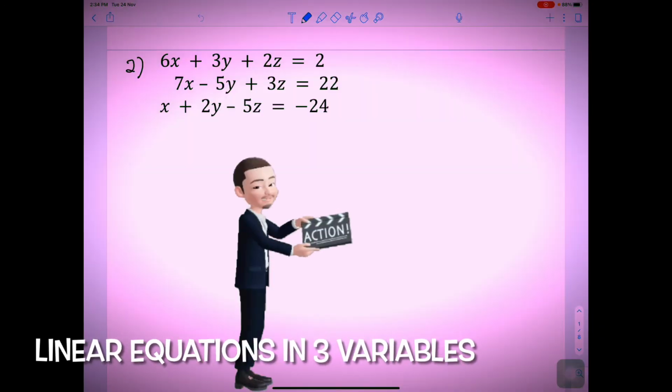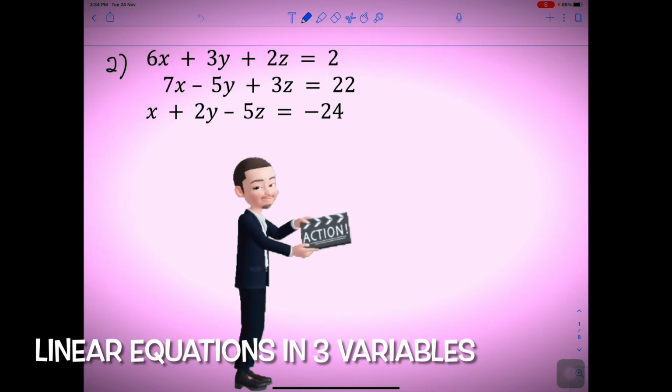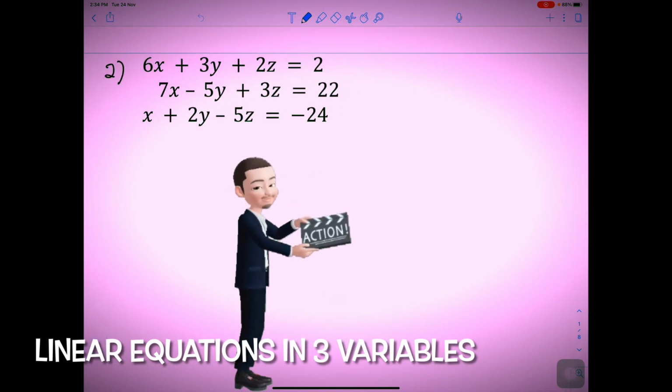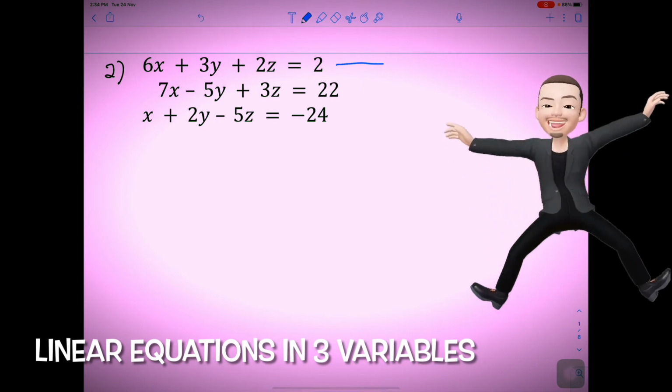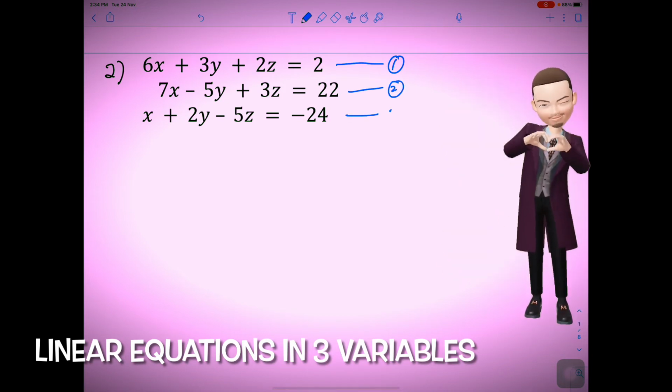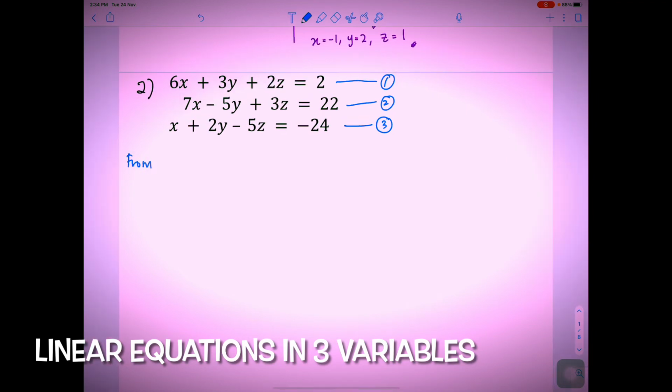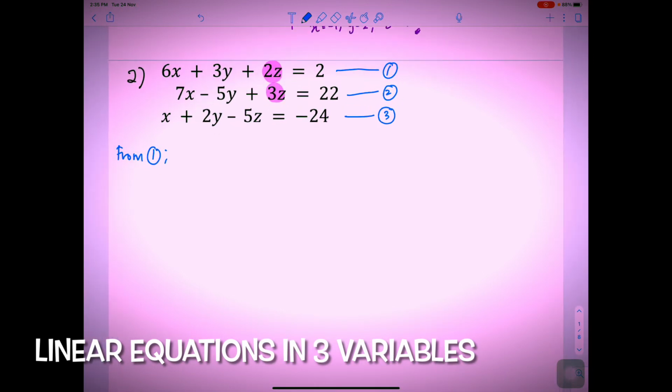Now let's continue with the second example question, which is a more challenging question compared to example question 1. Let's proceed. First step, name equation 1, equation 2 and equation 3. Let's look at equation 1 and equation 2. We can multiply with a coefficient so that the coefficients are the same. From equation 1, the coefficients are 2 and 3. The lowest common multiple of 2 and 3 is 6, so 2 times 3 equals 6.